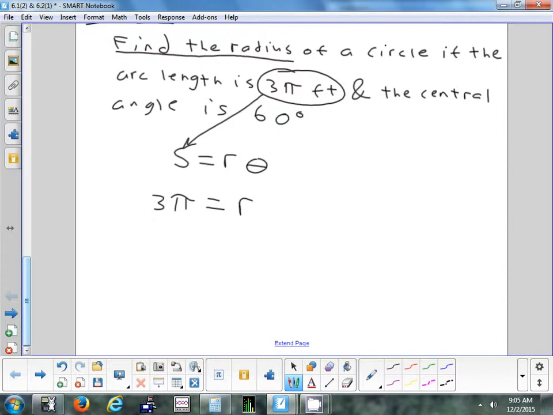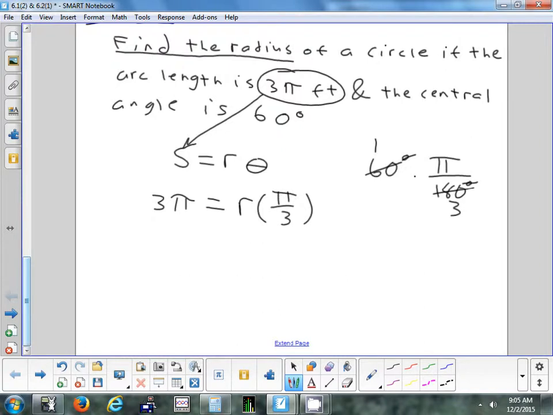So first thing I have to do is change it. If I put it in as 60, it's wrong. Okay? So 60 degrees. What do I multiply by to change that to radians? Good, pi over 180. Degrees is gone. 60 goes into itself once. 60 goes into 180 3 times. Pi over 3.